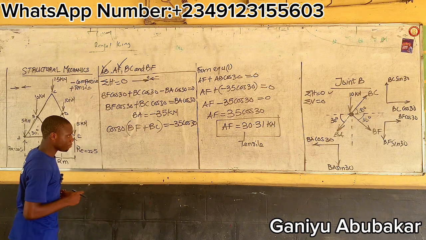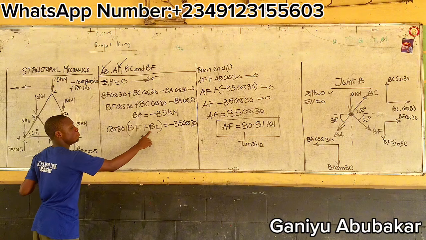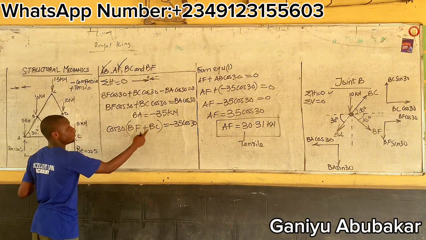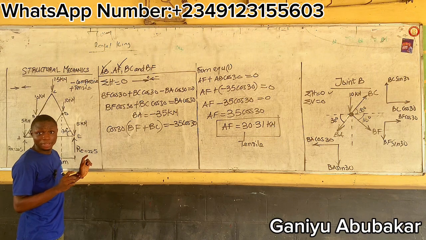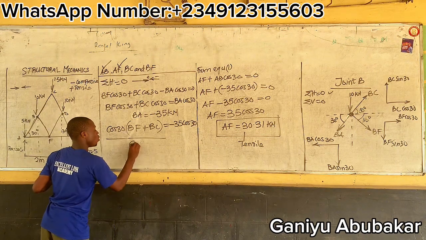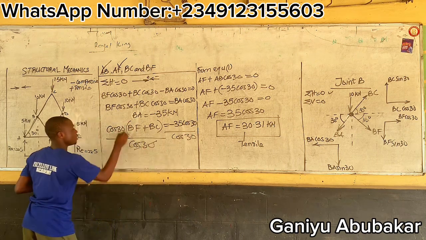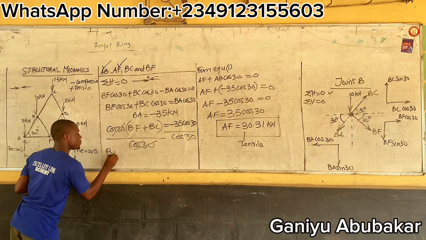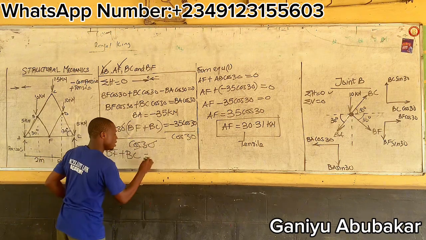Now hold on here. I want to find the values for BF and BC. BF, BC, that's what I'm looking for. So I'll try to make them solve the formula. How? Cos 30, cos 30. This comes as BF plus BC, which is equal to what? All I have as my answer here.